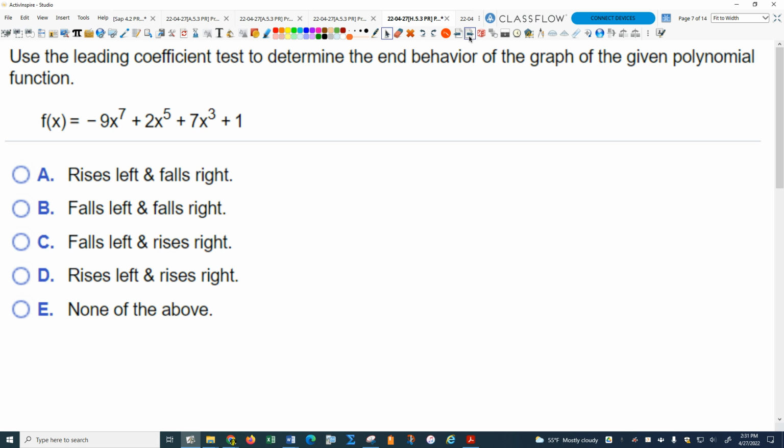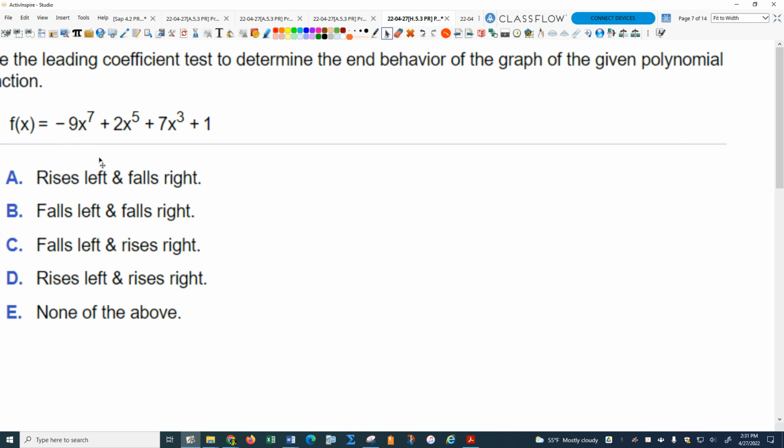Okay, oh man, I'm seeing lots of ones. That's good. It's got to be 1 because it's an odd degree, negative leading coefficient, so it's going to flip around and do that, isn't it? It's going to rise to the left, fall to the right. Yep. So that guy.